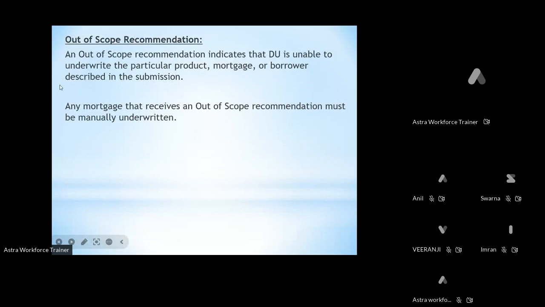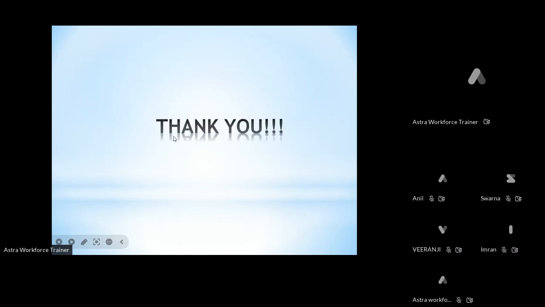Okay, now this is out of scope. Out of scope is in the name itself. It is saying unable to underwrite only. Okay, we will not underwrite the product. We will not underwrite the file where the out of scope is there in AUS. And this has to be underwritten manually. Manually means all the calculation has to be done manually, and we'll send it to the borrower.